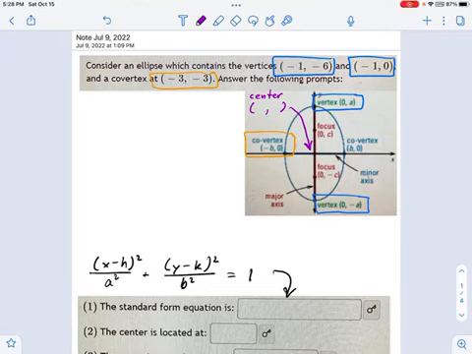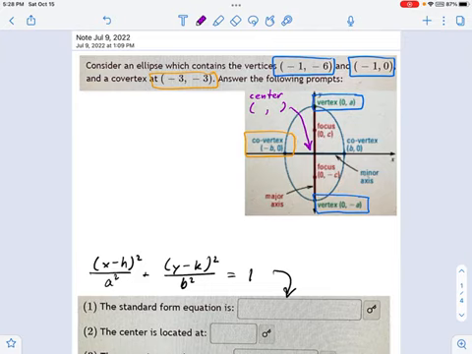We're going to characterize this ellipse based on two vertices and a covertex that are given to us. And you can see I kind of outlined where those are on this graph. I've got the vertices in blue and the covertex in orange. And those really tell us quite a bit. Our first order of business is to find the center.